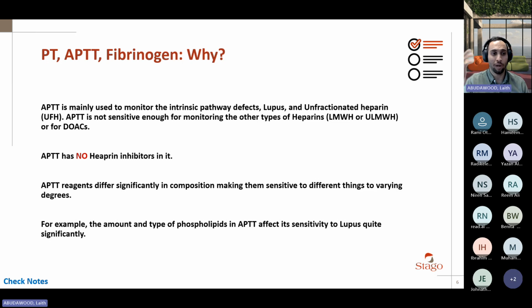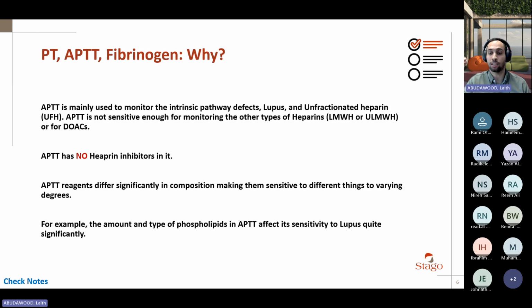Anyways, so apart from screening patients pre-surgery, where the main concern is coagulation factor deficiencies, I can use APTT to monitor lupus or to screen for lupus, as you know. I can use APTT to monitor or quantify unfractionated heparin.